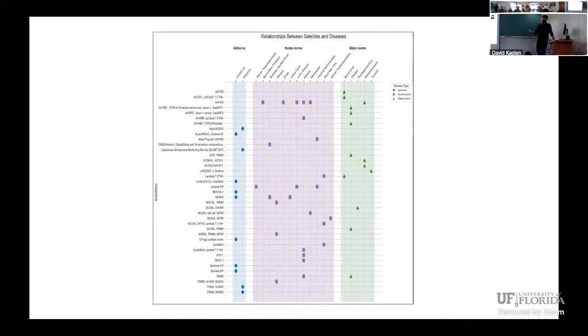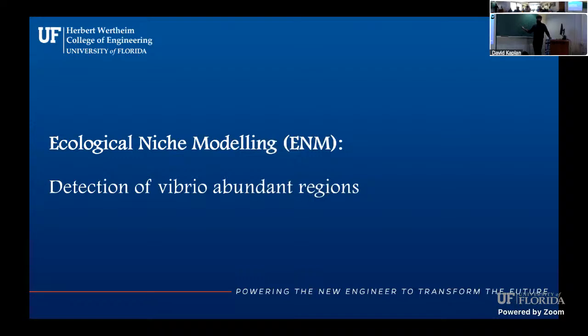So that's the limitation of satellite data, but we can turn that into our use by understanding the environment that is favorable or suitable for Vibrio bacterial growth. These satellites did not study these diseases, they studied the environment that was favorable for them. So that's how satellite data can be used with the infectious data. Now next comes ecological niche modeling.